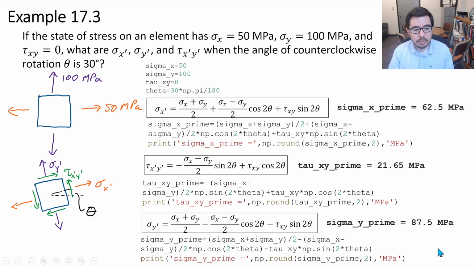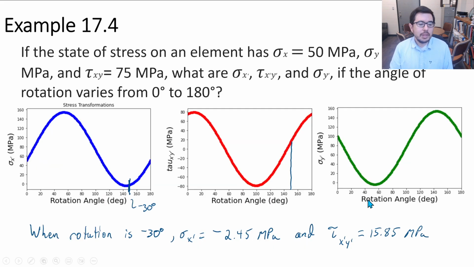So this is a pretty straightforward way to calculate sigma x prime, tau x prime y prime, and sigma y prime. Now, we can also use this equation to come up with a little bit more of an intuition of what's happening as we rotate.